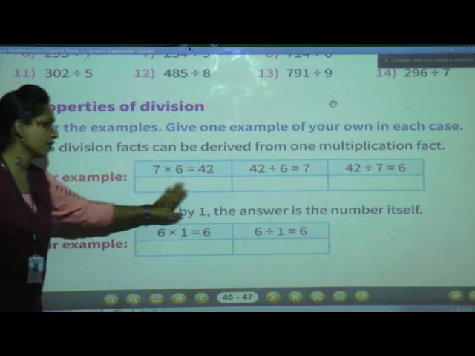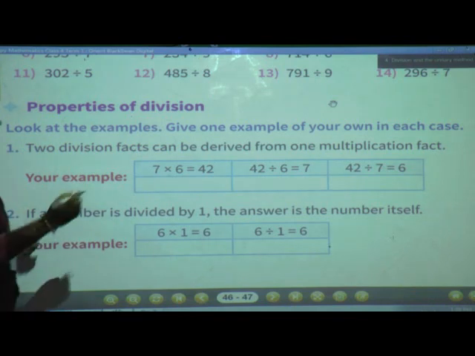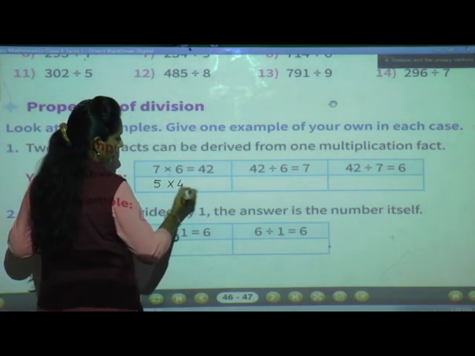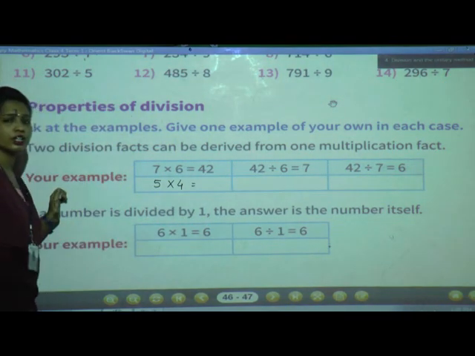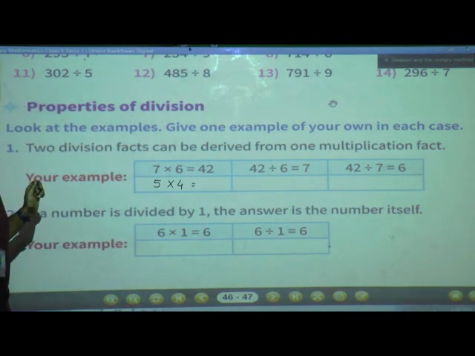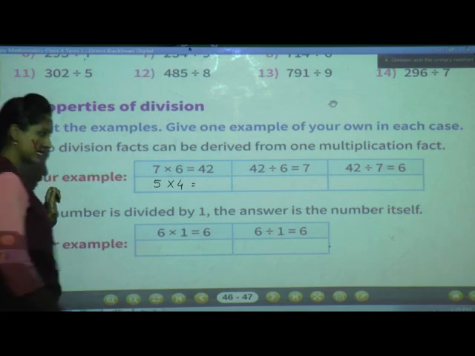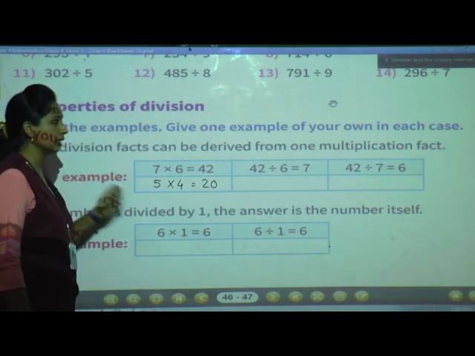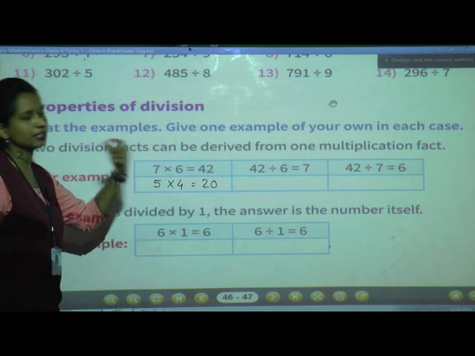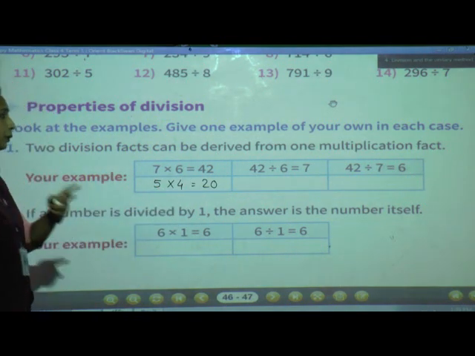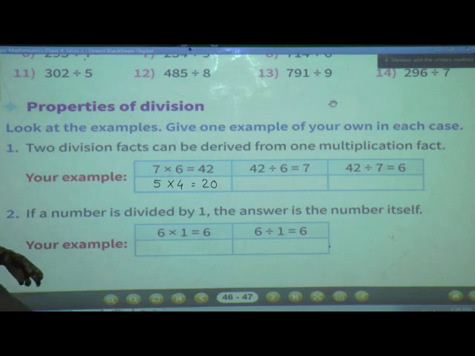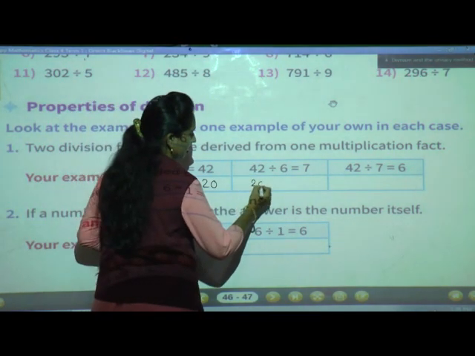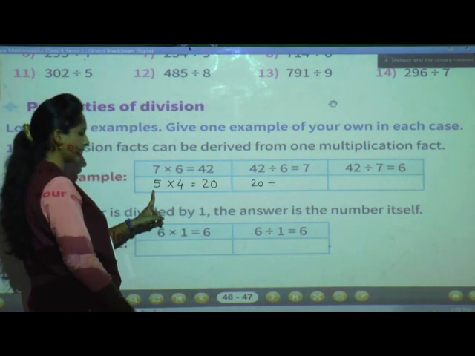Now we have to give an example. Suppose I take 5 multiplied by 4. Tell me, what is 5 multiplied by 4? Yes, correct, 5 fours are 20. Now by using this multiplication fact, we have to write 2 division facts. I will write the answer 20 divided by, first, 5.